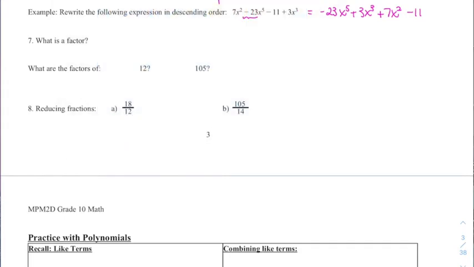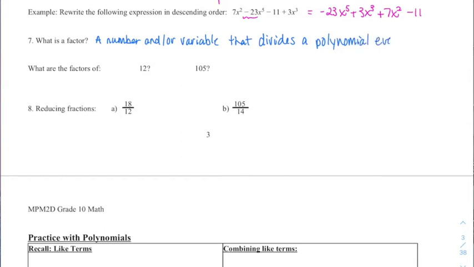All right, what is a factor? A factor is a number and/or variable that divides a polynomial evenly. And what does evenly mean? It means with no remainder, okay? So again, this is review.